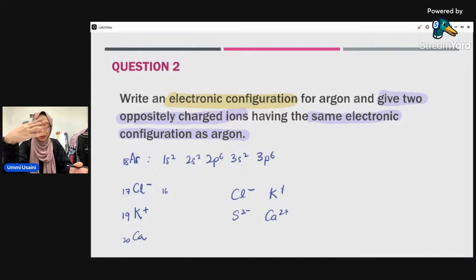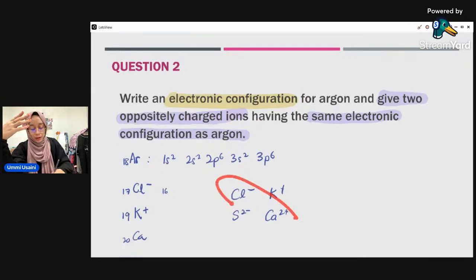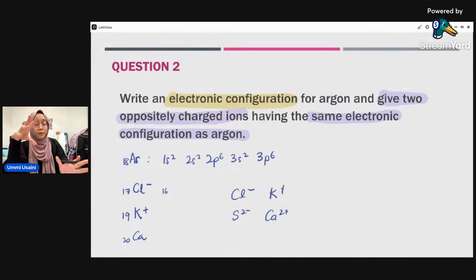Okay, so you have 4 options dekat sini lah. You can give Cl minus with Ca2 plus, Cl minus with K plus, ataupun S2 minus with K plus, or S2 minus with Ca2 plus. It must be with different charges. Okay, jangan bagi both Cl negatif dan S2 minus, tak boleh. Kamu tak menjawab soalan kat situ. Nanti dapat 1 markah je nanti. Okay. So, anything yang kamu nak tanya kat sini or else kita boleh proceed with the next one lah.